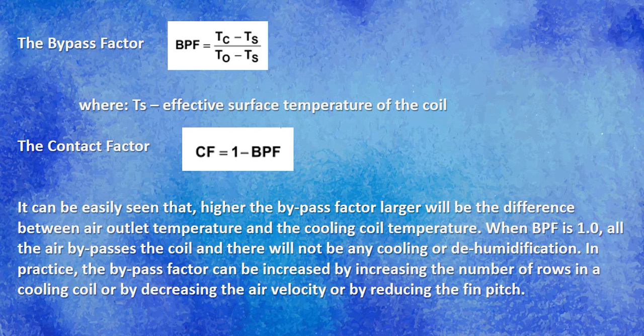In practice, the bypass factor can be decreased by increasing the number of rows in a cooling coil, or by decreasing the air velocity, or by reducing the fin pitch, the distance between the fins of your equipment. That facilitates the dehumidification process.